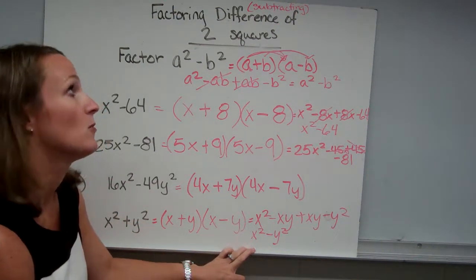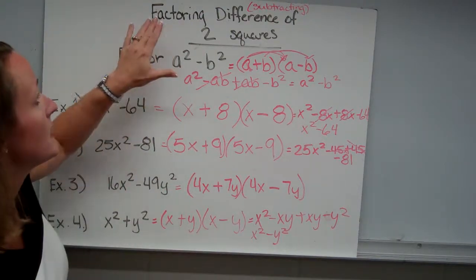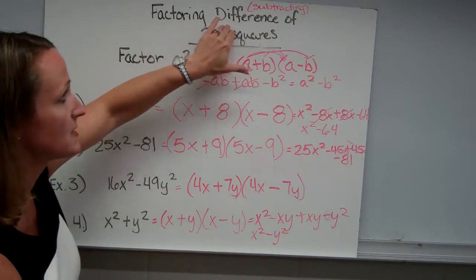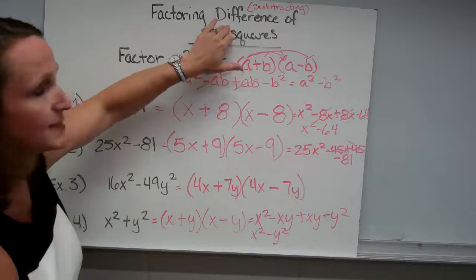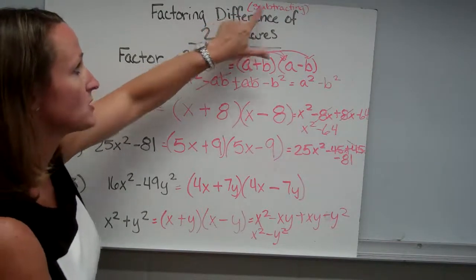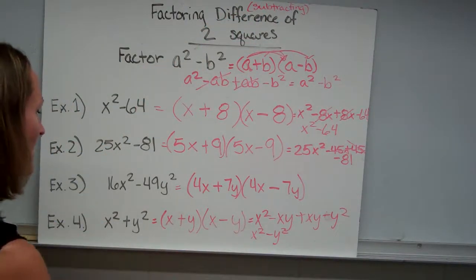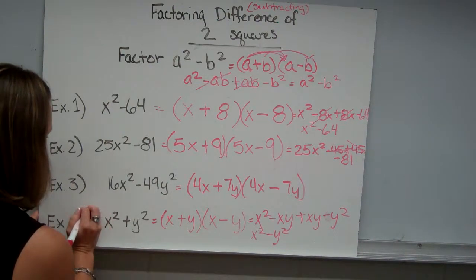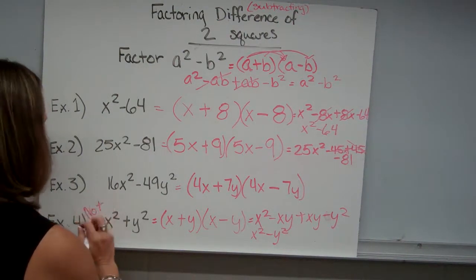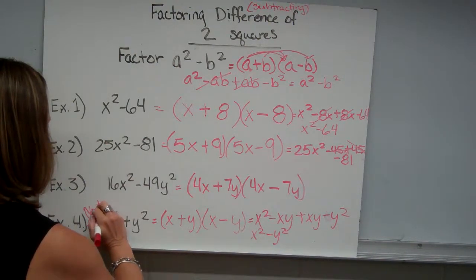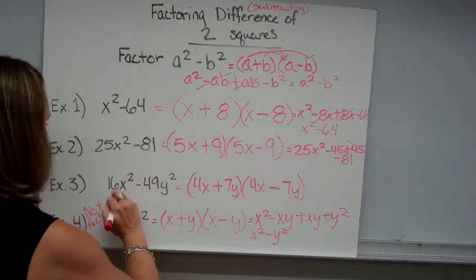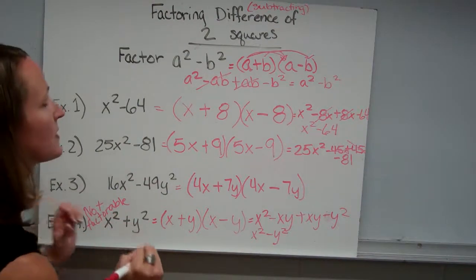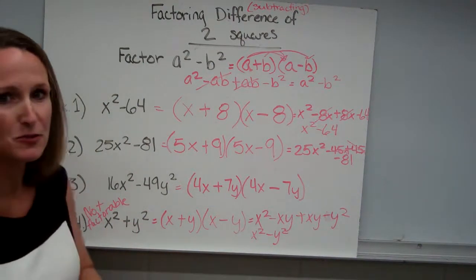Why does that happen? Well, because this rule is used for factoring the difference of two squares. And remember I said at the beginning, it only works if you are subtracting. On this one we were adding, so this one is actually not factorable. And that's how you factor the difference of two squares.